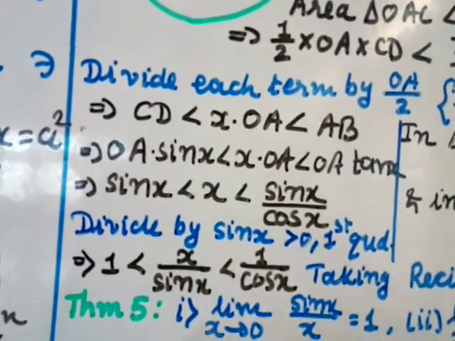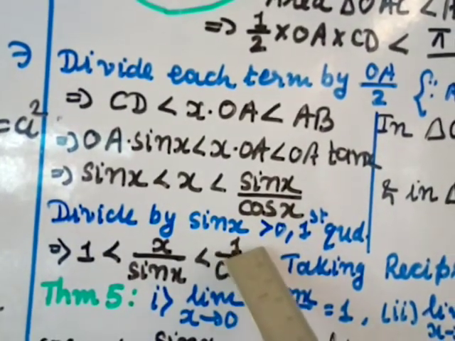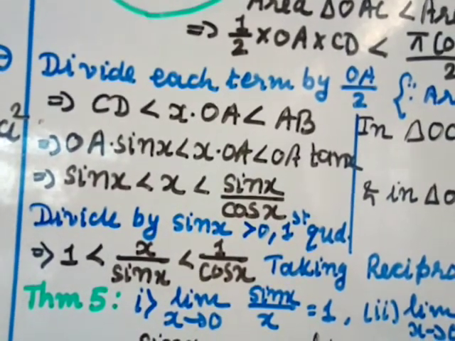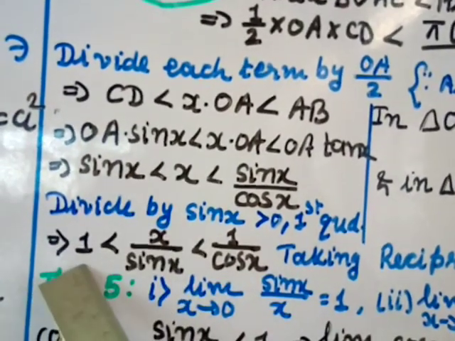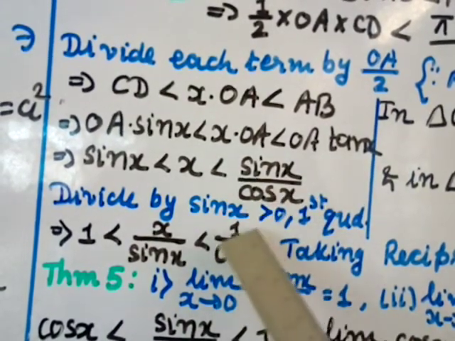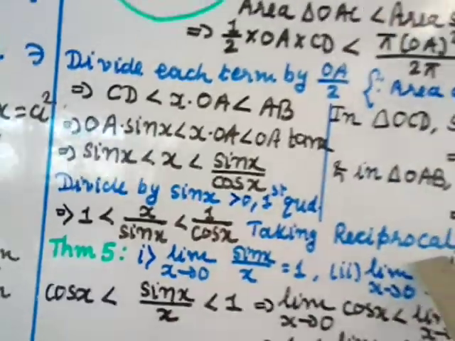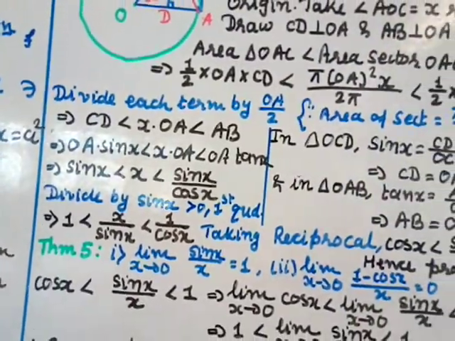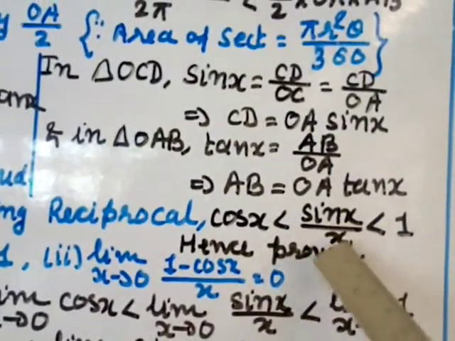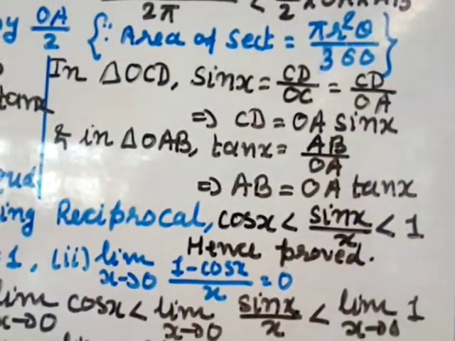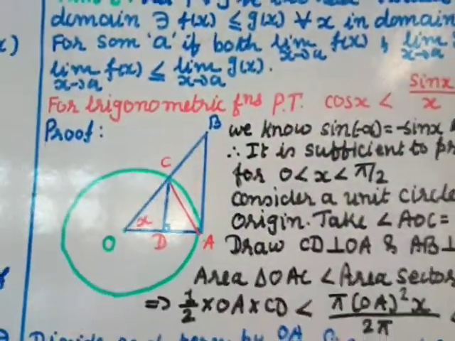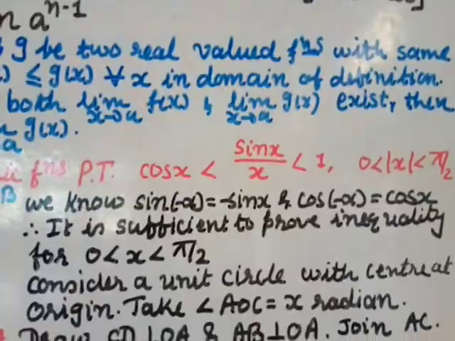Tan x can be written as sin by cos. Now divide by sin x, which is greater than 0 because it is in the first quadrant, so sin x is positive, so divide each term by that. When you divide you get 1 less than x by sin x less than, here you cut sin, so you get 1 by cos. Now taking the reciprocal, when you take reciprocal, the inequality will change. So you will get cos x less than sin x by x less than 1, and that is what you have to prove. So hence the proof. That is the proof for this inequality.